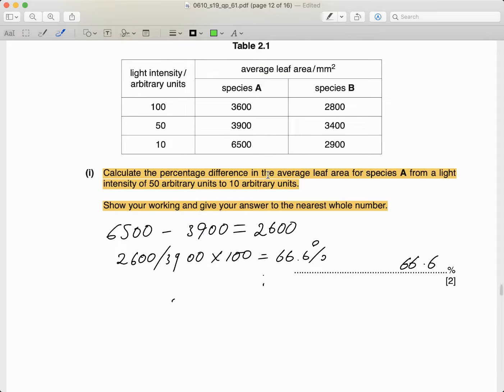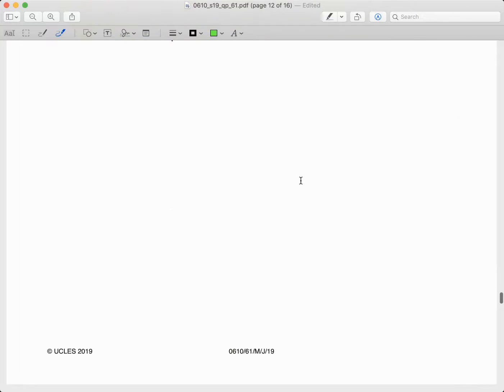They first of all ask to calculate the percentage difference in the average leaf area for species A from 50 arbitrary units to 10 arbitrary units of light intensity. Whenever we calculate percentage change, it's really important to understand how we do that. As it goes from 50 to 10 arbitrary units of light intensity, it changes from 3,900 to 6,500. So what exactly is that change? The change is 6,500 minus 3,900, so that's a 2,600 increase in millimeter squared. What we then do is 2,600 divided by the original value, which is 3,900, and you times that by 100, which will give you 66.6 or 66.7% as the percentage increase.